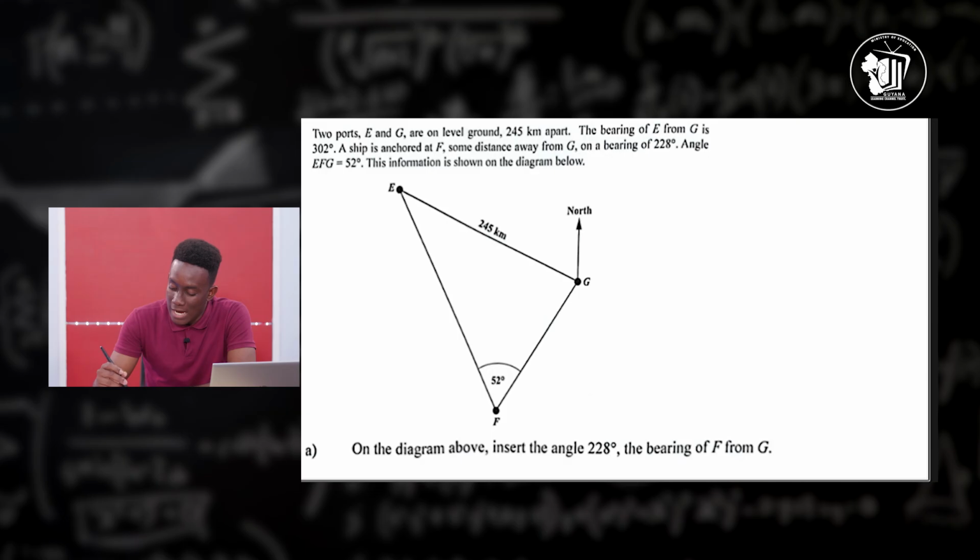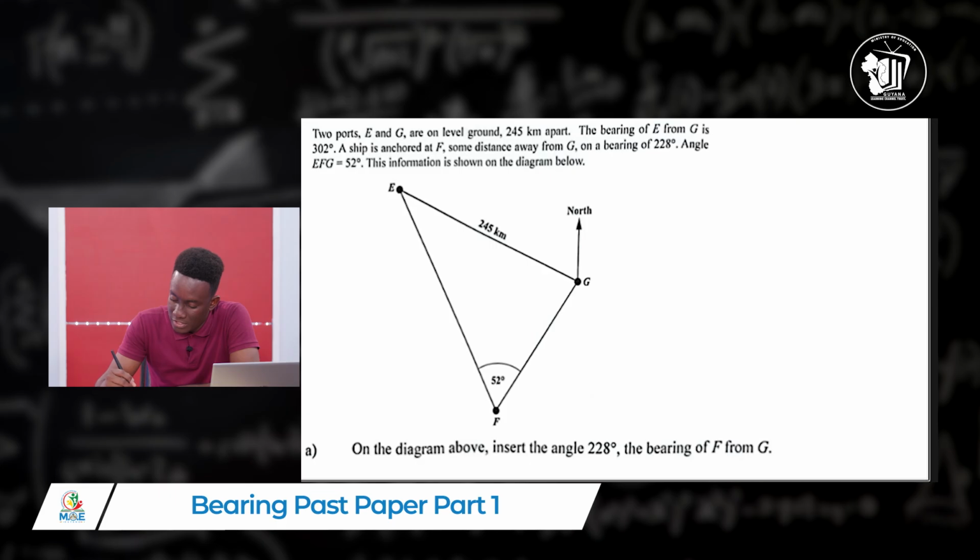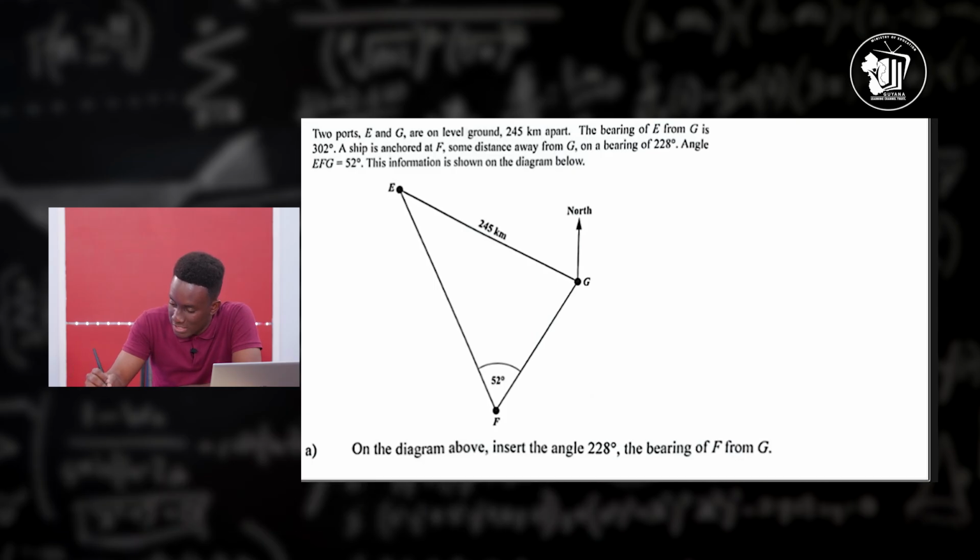So on the diagram above, insert the angle 228 degrees, the bearing of F from G. So from G, the north line is already drawn, and we go 228 degrees, so here will be 228 degrees. And this would be the bearing of F from G, as easy as that.